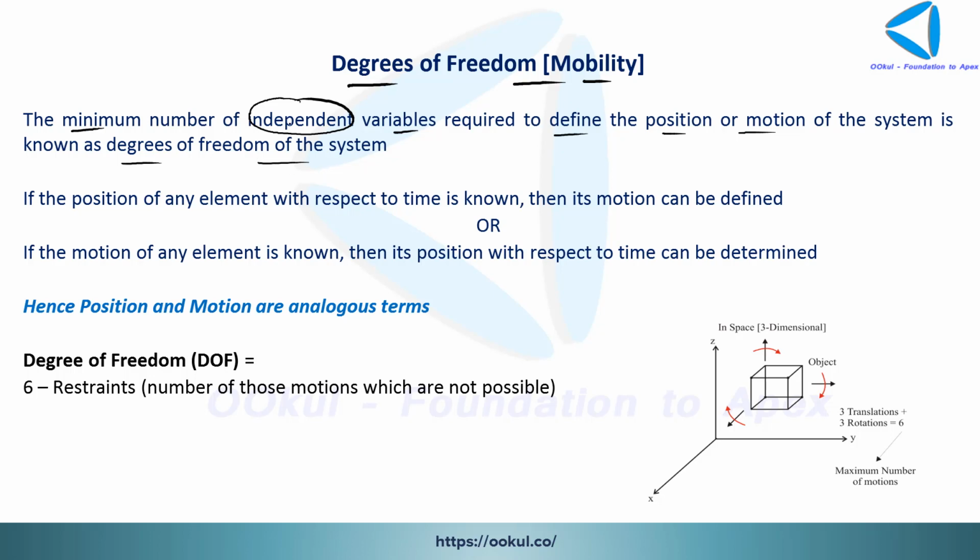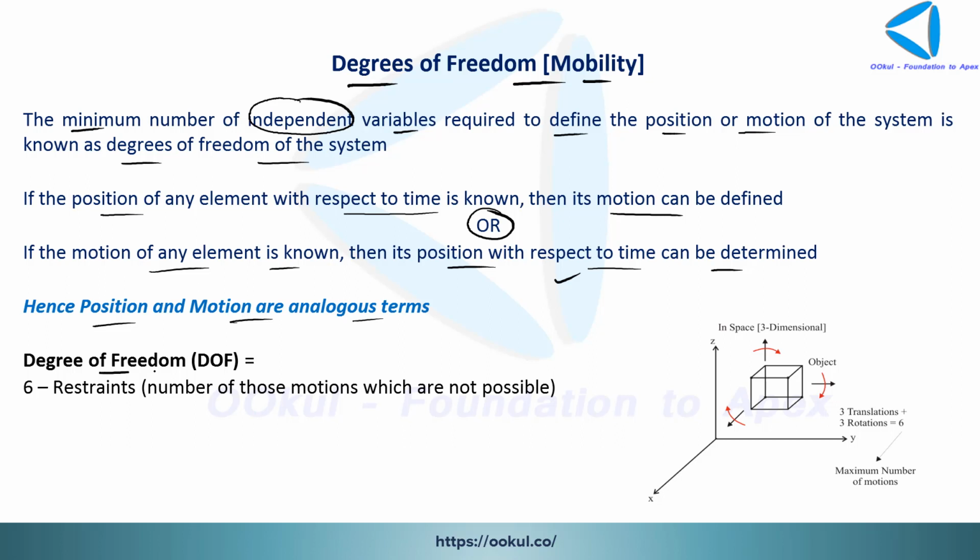So what is it? It is the minimum number of independent variables that are required to define the position or motion of the system is known as degrees of freedom. Now if the position of any element with respect to time is known, then its motion can be defined. Or if the motion of any element is known, then its position with respect to time can be determined. Clear? If the position is known with time, then motion can be defined, and if motion is known, then position can be defined with respect to time. Hence, position and motion are analogous terms.